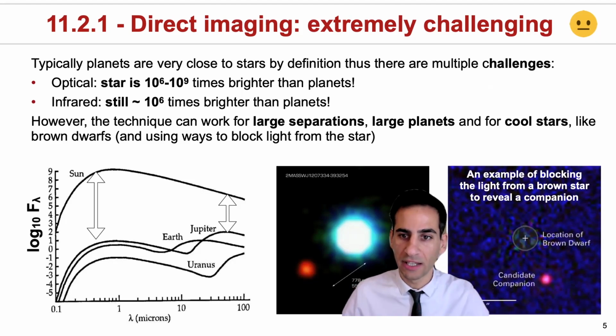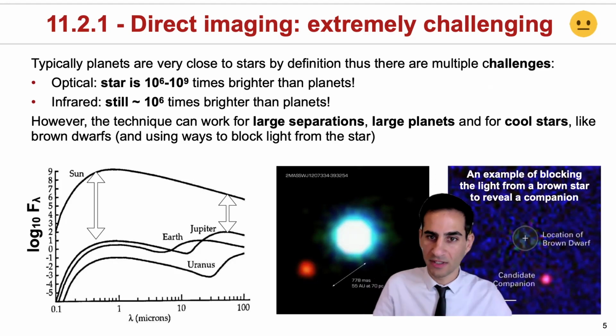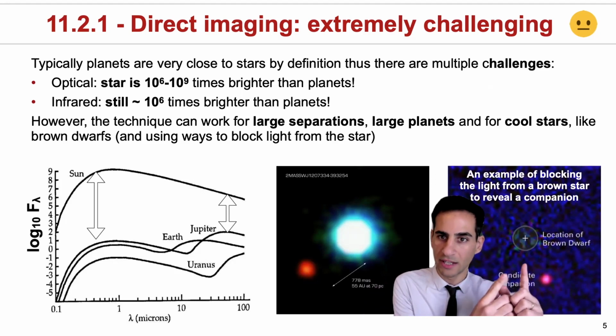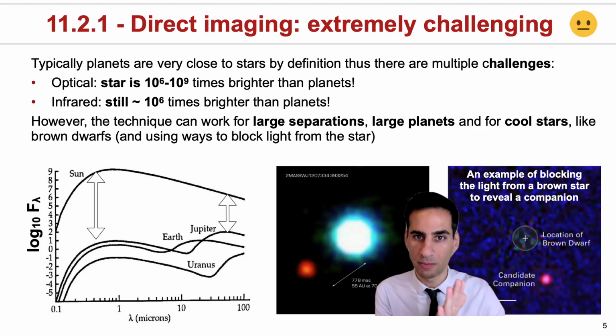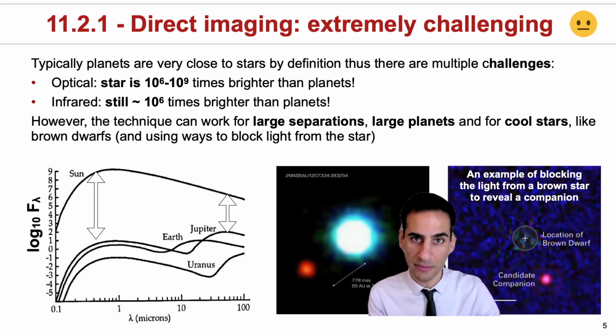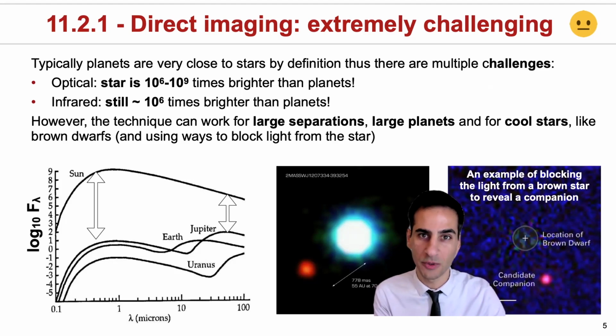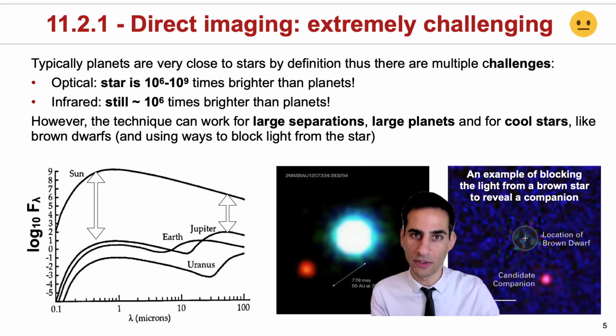And on top of that, another neat technique that has been developed is a way to actually block the light of the star. And again, if you have a planet that's sufficiently far away, and if you block the light of the star, it helps contrast and you can actually find them. Therefore, direct imaging is extremely valuable, particularly to find planets with really long periods. They're orbiting very far away from their stars, but we're limited to the big ones, at least for now.